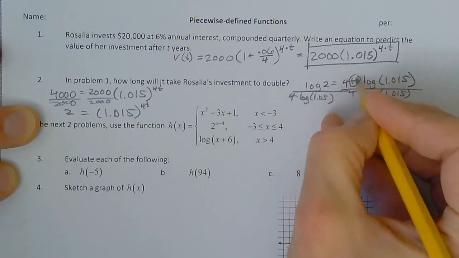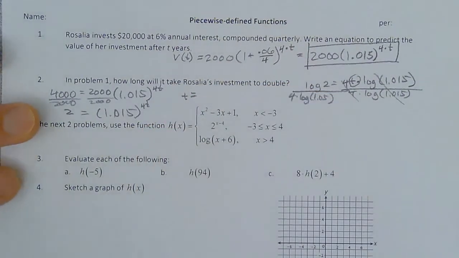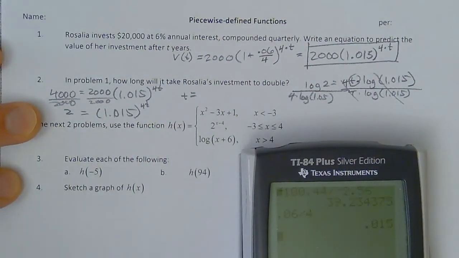to leave the t by itself, and our final answer will be the log of 2 divided by 4 times the log of 1.015. I got to put that in the denominator in parentheses, or it's only going to divide by one of them, and I do want it to divide by both of those things, and that gives me about 11.6 years.